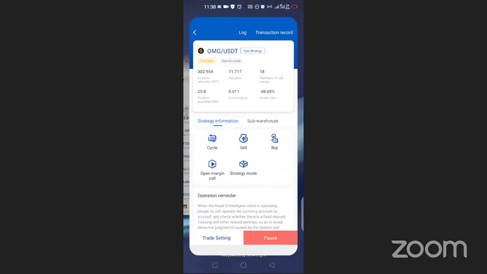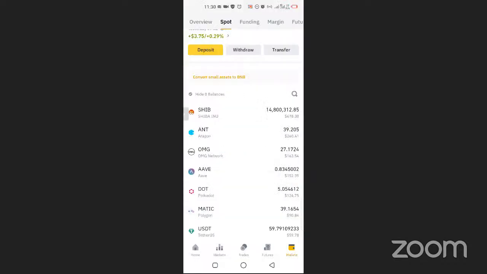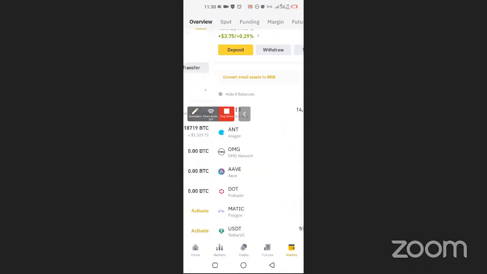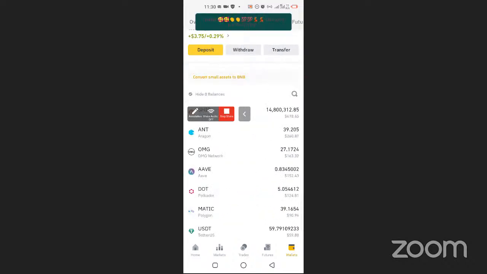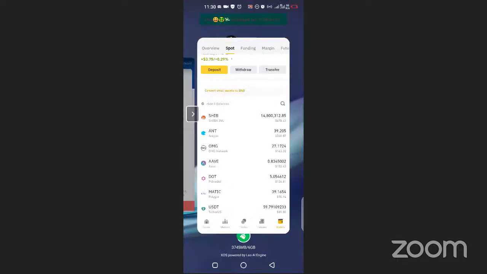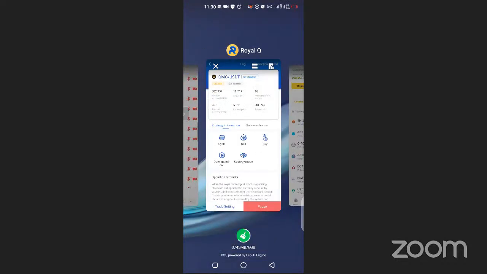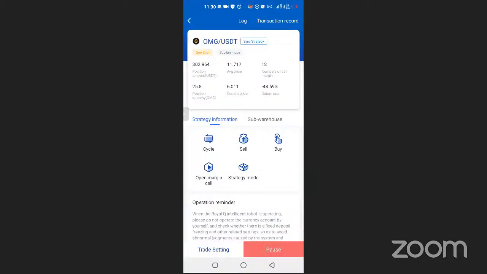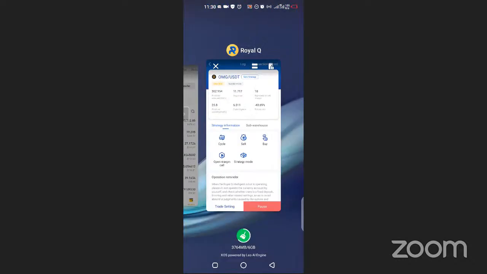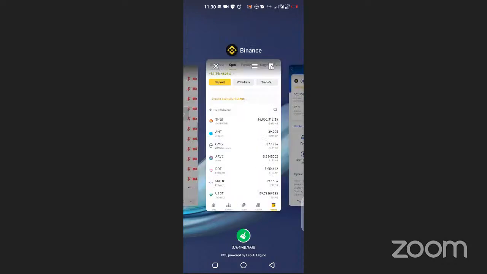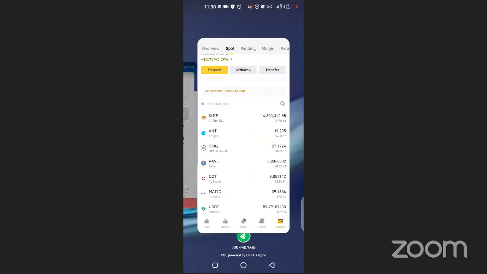If I come here, my OMG current value. I don't know if people understand when I talk about the current value. You see, the current value is 163. But the total amount that the Royalq invested in this coin is $302. Right? Yes, my leader. So I just need to be patient with this coin.